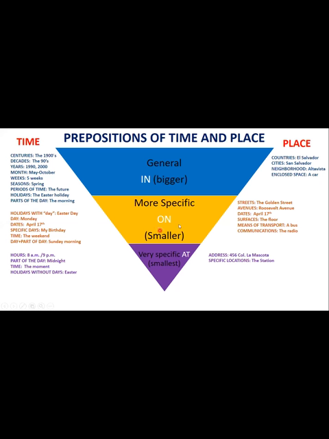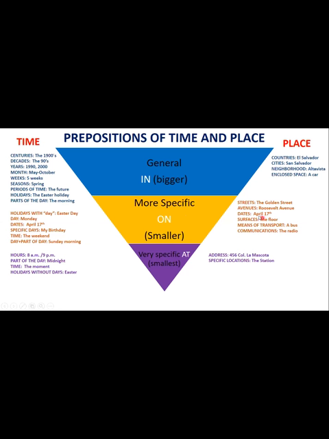But if you want to be more specific, you say on, right? And on is for smaller places. For example, we use on to say holidays with the word day. For example, on Easter Day, on Monday, for dates, on April the 17th. On specific days, on my birthday, on the weekend, for a specific day and part of the day, for example, on Sunday morning. We go to church on Sunday morning, for example.